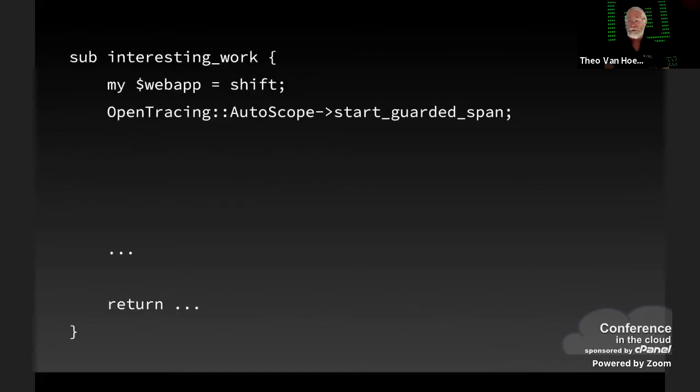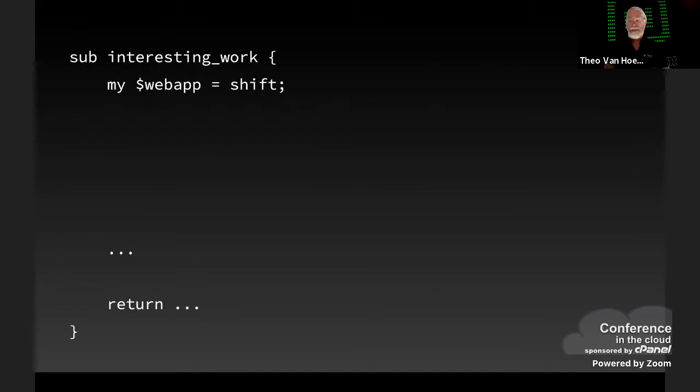What does it do? Well, this was your subroutine. We had it with our Autoscope and start guarded span, and it works nice. This is how it will look like with rep scope. And why is this important? Because remember that subroutine we had in the beginning? That was exactly this one. And now we don't need to change the original code, which is super important.